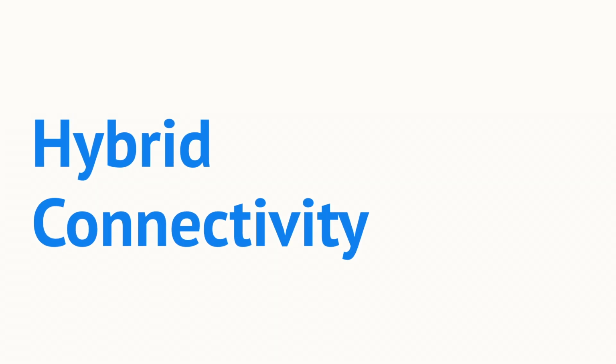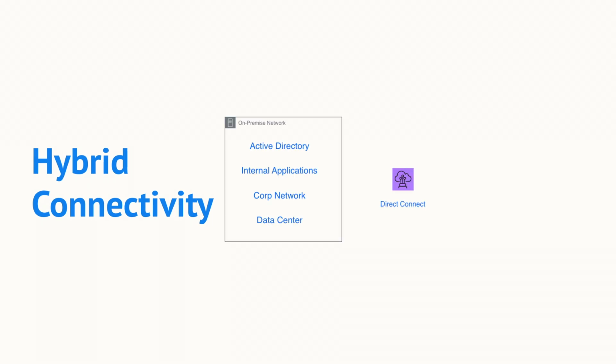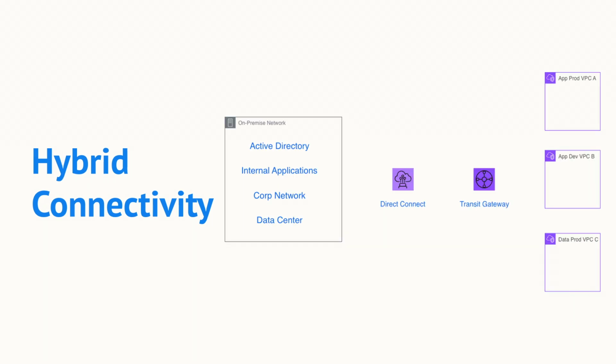Finally, hybrid connectivity when we're thinking about on-prem to multiple VPCs. If you're connecting to on-premise, Transit Gateway becomes the hub, so one VPN or Direct Connect can reach multiple VPCs, again, without one-off routing everywhere.